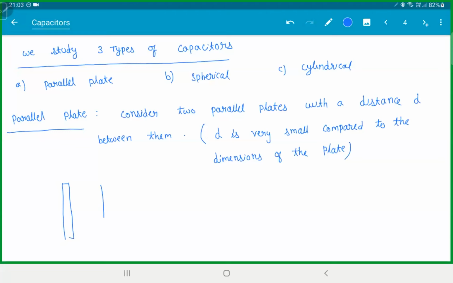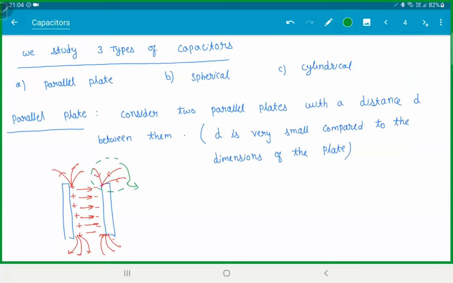If you take two parallel plates, and you give the charges plus and minus here, how will the charges be? So this will be plus, this will be minus. The field here will be uniform. The field on the edges will become like this actually. The field on the edges will get messed up. This is called fringe effect.